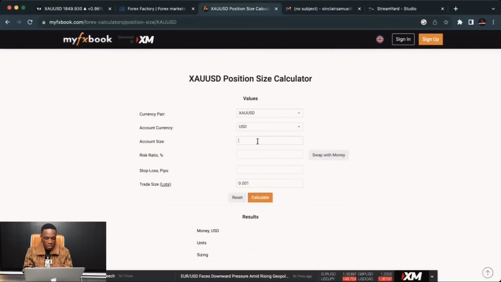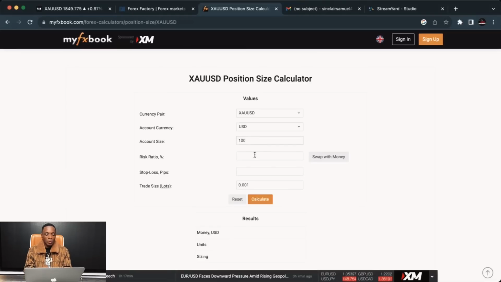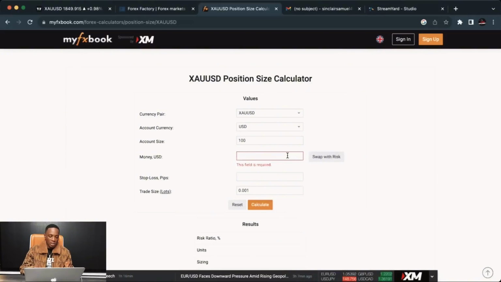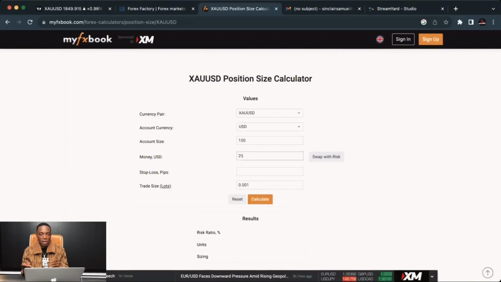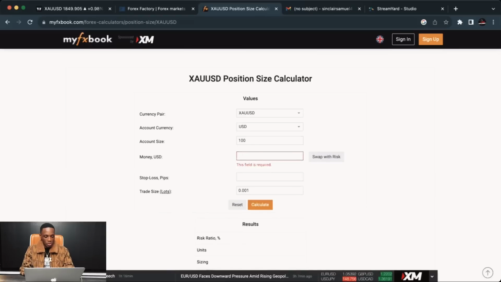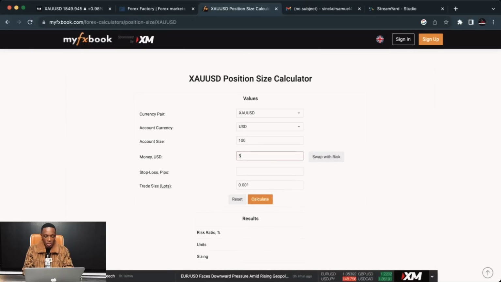Okay, so now the account size, let's say we are trading a $100 account. Now this risk ratio means the risk percentage you are ready to risk, like out of this $100, how many percent do you want to risk? If you don't know the percentage, you can click swap with money and write the amount. That is if you know the amount's equivalence, but you don't know the percentage. Let's click swap with money and write maybe $25. I'm ready to, but you might be ready to risk $10. You might be ready to risk $5.